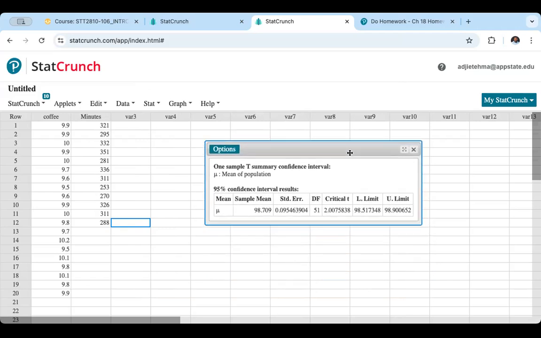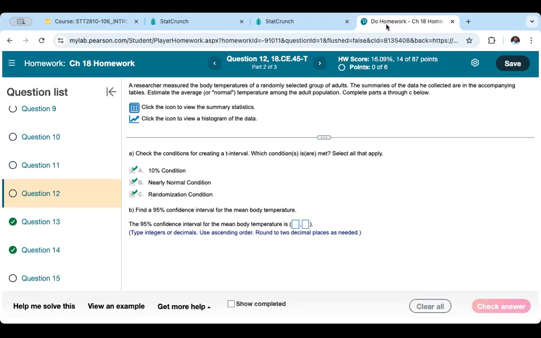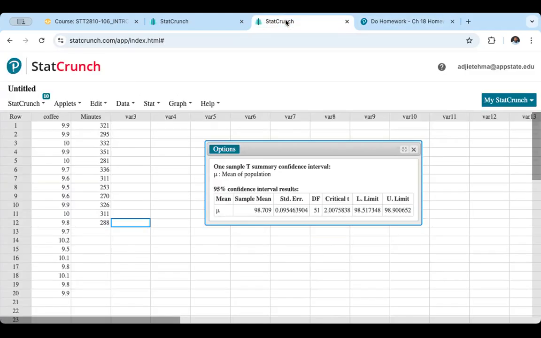So the lower limit here is 98.517. To 2 decimal places, that is 98.52, and the upper limit is 98.90.